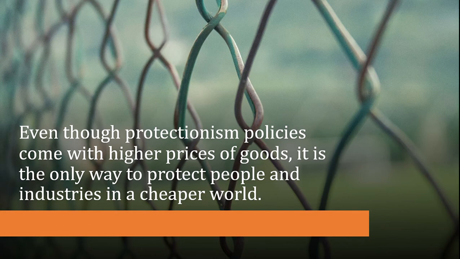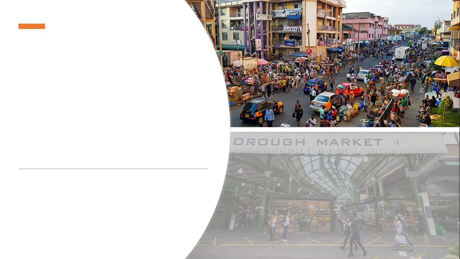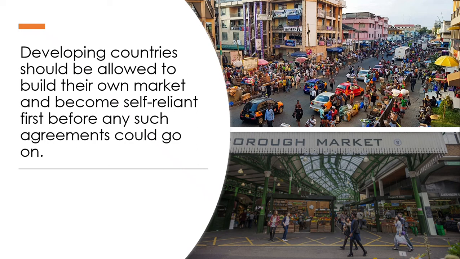Free trade would have been good if it promoted the intended purpose of enhancing globalization and access to affordable products by consumers. However, even though protectionism results in higher prices of goods, it is the only way to protect local industries in a cheaper world. Food production in particular should be shielded from competition, whether in developing countries or in industrialized ones. I'm not saying that free trade is not good, but that developing countries should be allowed to build their own economies first, become self-reliant before any such agreement could go on. This is because free trade stifles local economies through competition from more developed nations and hinders self-sufficiency by developing countries.